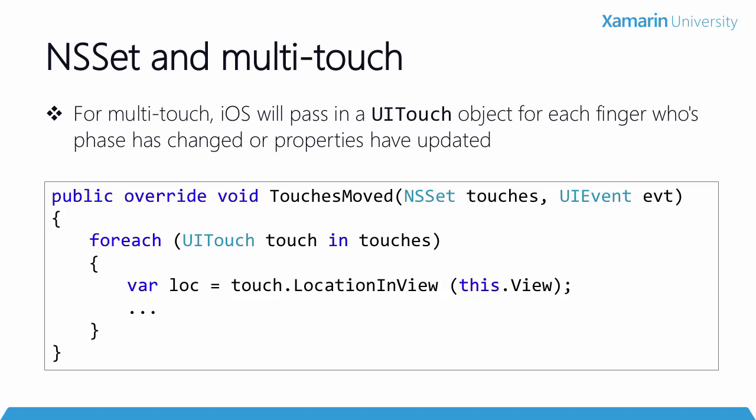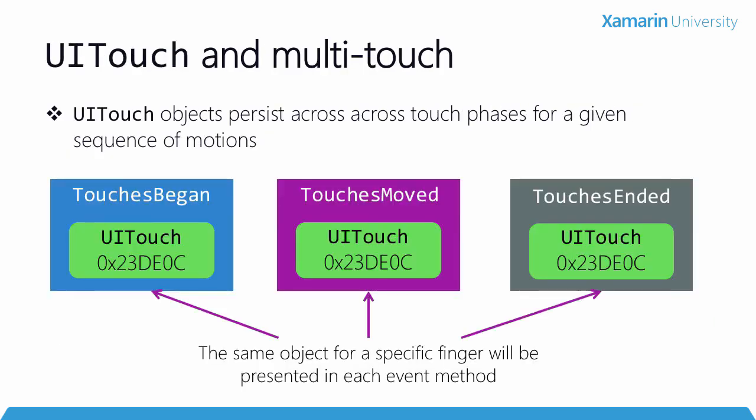Now, when using more than one finger simultaneously on a view, our touch event overrides will provide a UITouch object for each finger in that NSSet collection. And you'll likely iterate over each UITouch using something like a foreach loop or LINQ to get to that data. Now, for a given touch interaction, the exact same UITouch object will be presented to the event methods for each phase of the touch for a specific finger. And a new object will likely be assigned each time a finger makes contact with the screen.